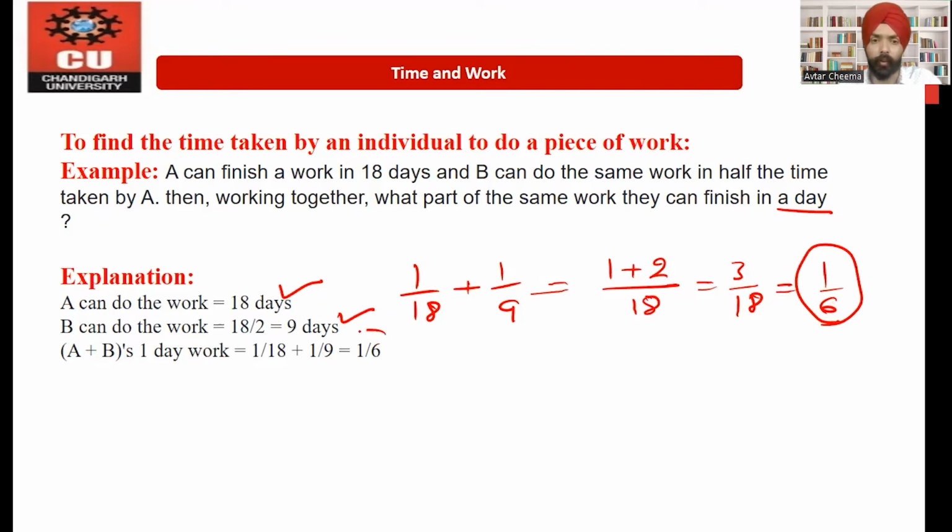This is also known as efficiency. And if we have to find the number of days, then we just have to do the reverse of that. That is 6. That will be the total number of days, if we have to find that part. But now the answer is 1/6.